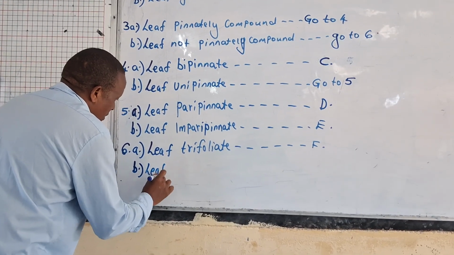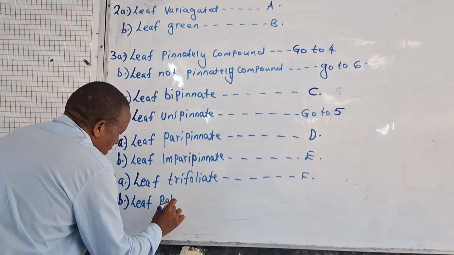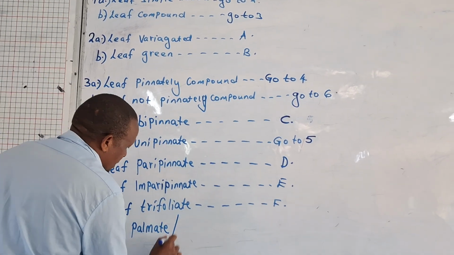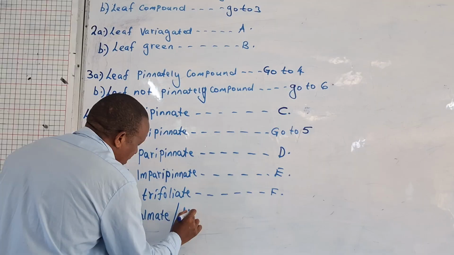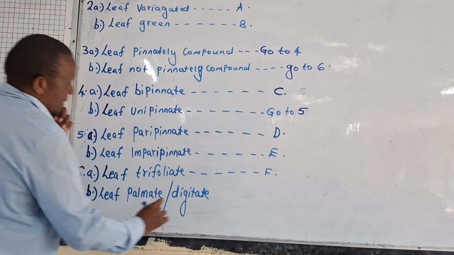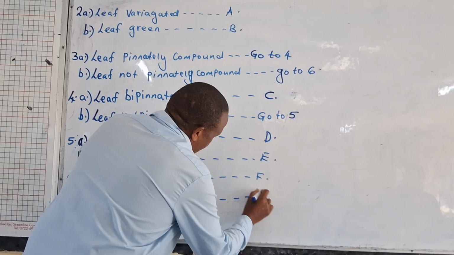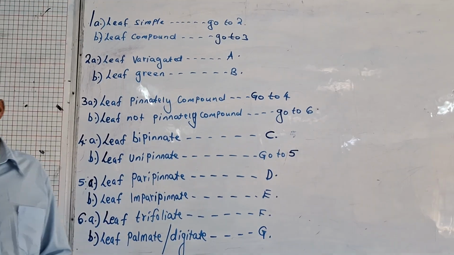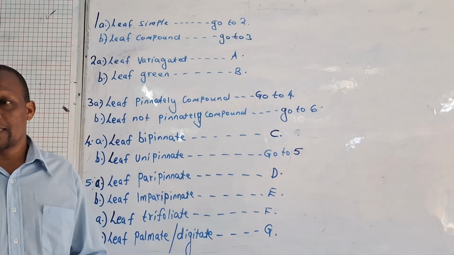Leaf palmate. Okay? Palmate is also digitate. The other word for palmate is digitate. Okay? So what's the specimen now? Identity G. And we are done. So we meet next. We'll do more.